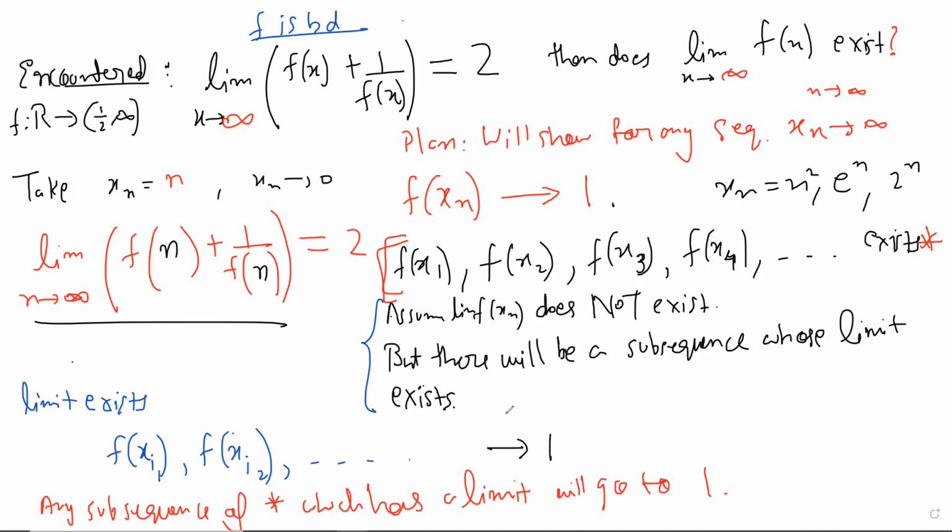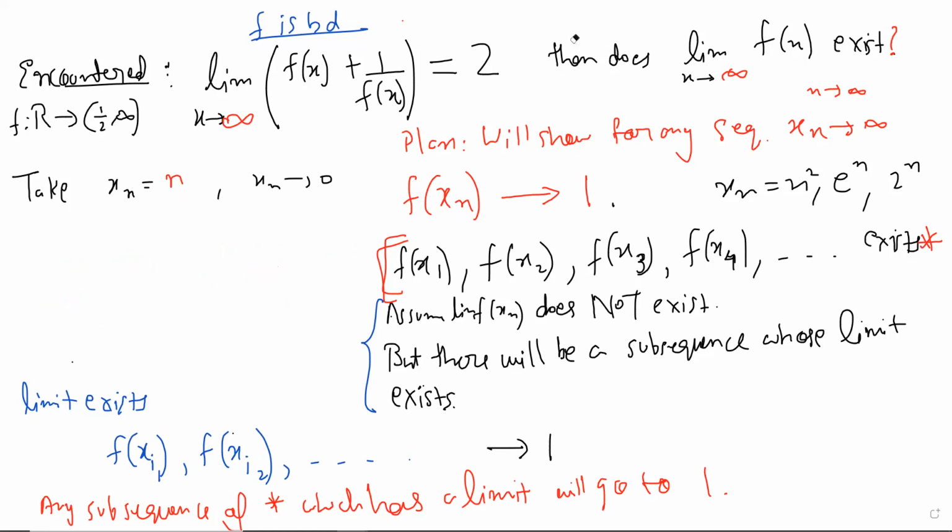X1, X2, not F. Yes, obviously, they go to infinity, right? Yes, they are included in the sequence, and they also go to infinity. So actually, it does follow, but then you have to reason it.